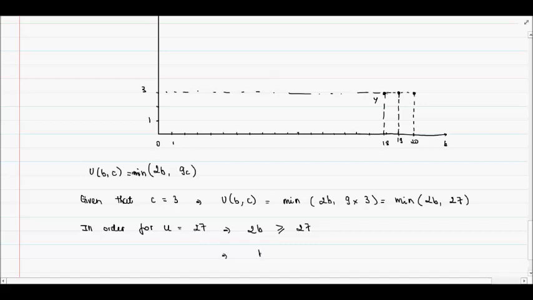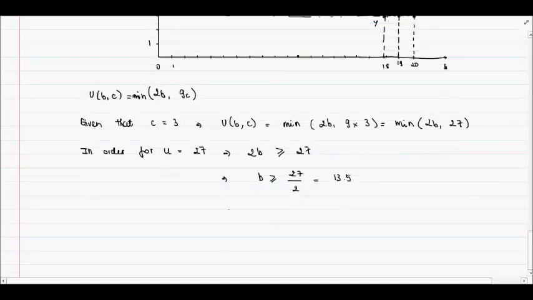Okay, so therefore the value of B has to be bigger or equal to 27 over 2, which is 13.5. So the minimum value of B is going to be equal to 13.5, such that this bundle is going to be on the same indifferent curve as bundle Y.